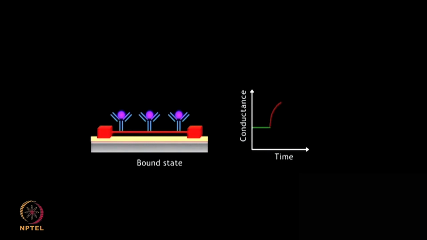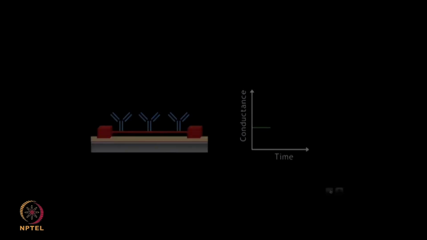As you can see in the right panel, the time axis is on the x axis and conductance is plotted on the y axis, which is showing a change in the conductance due to the binding state of these target proteins. These nanotube devices have been extremely useful for real time label free detection of low abundance proteins, and its sensitivity ranges from nanomolar to picomolar range.